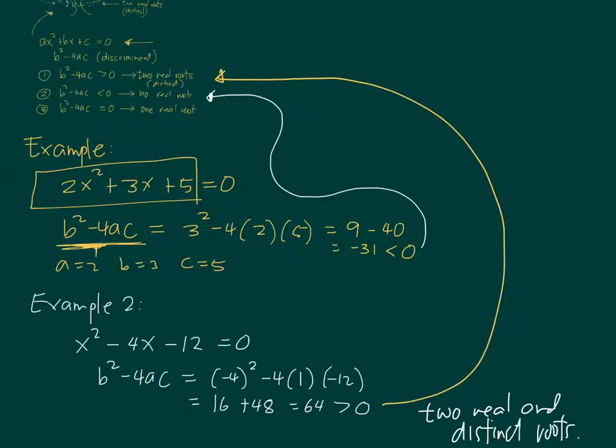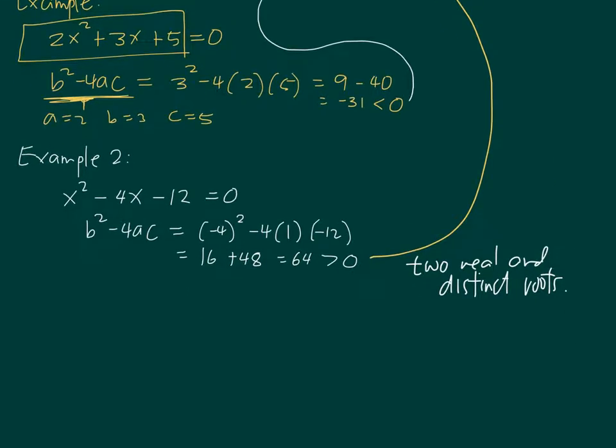Okay, so again, keep in mind that we're not looking for the roots, but we are determining the nature of the roots. Okay, so we don't really know what these two real and distinct roots are, but we know that there are two real and distinct roots. Okay, then let's just have one more example.